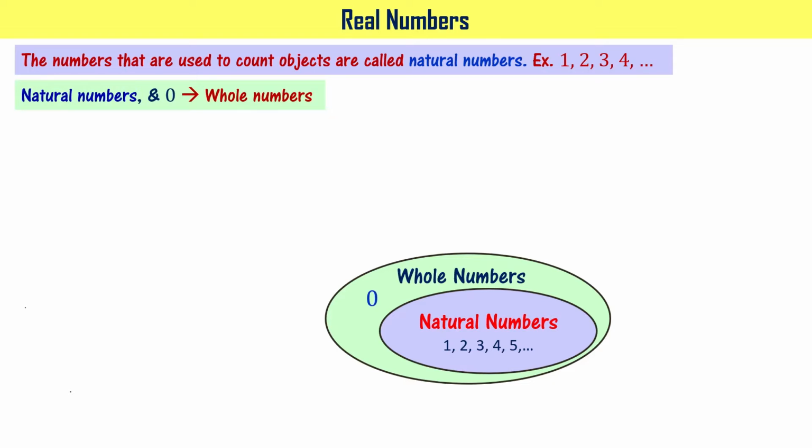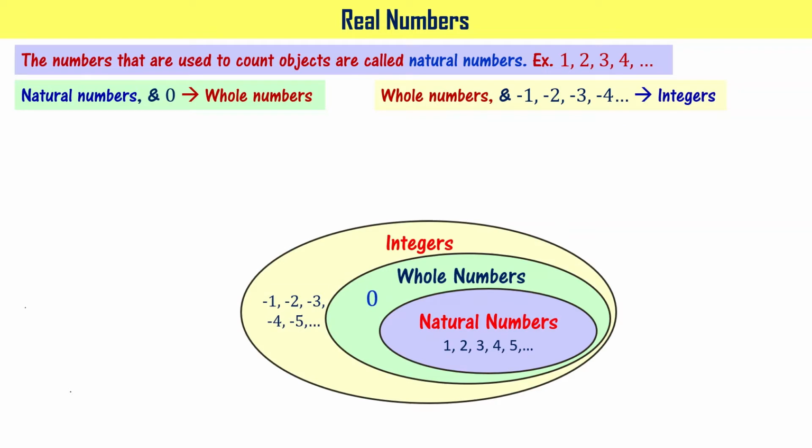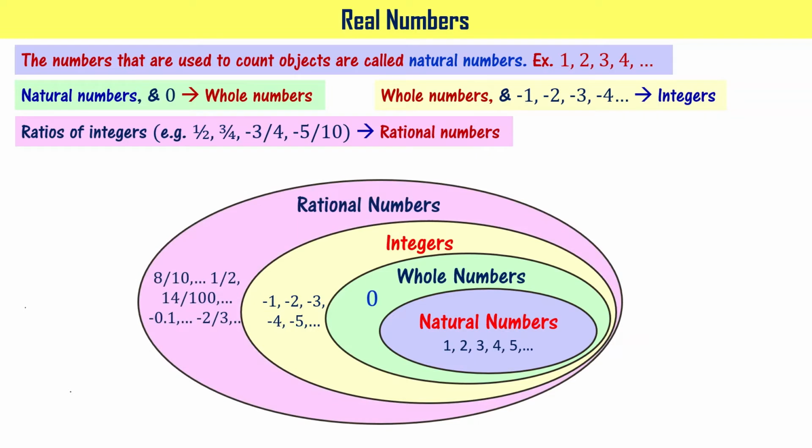When you have whole numbers and negative numbers such as -1, -2, -3, -4, and so on put together, that collection is called integers. Please note this. The ratio of integers are called rational numbers. For example, you see here 8 by 10, 1 by 2, 14 by 100. All these numbers are ratios of integers, right? These are called rational numbers.